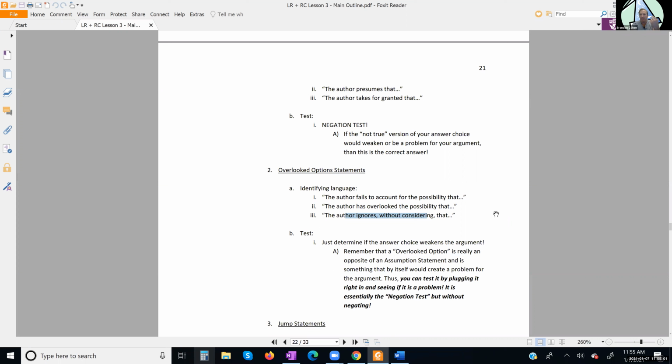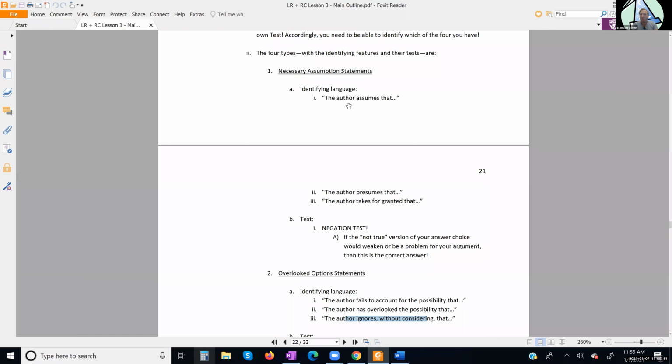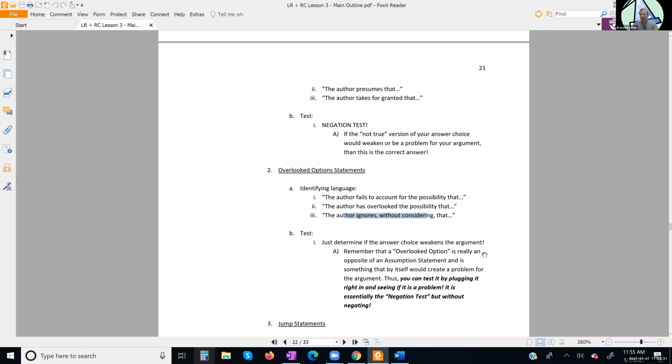It's not that much more complex. It's just realizing that there is a major difference between failing to account for and this language up here, which indicates that you have a necessary assumption: presumes or takes for granted. If you see the author assumes, presumes, or takes for granted, they are describing a necessary assumption, so you have to do the negation test, as opposed to an overlooked option, where you just plug it in and weaken. And remember, the negation test is a weaken. You just have to negate first, and then weaken. That's really what it is. Just that first step of negating.